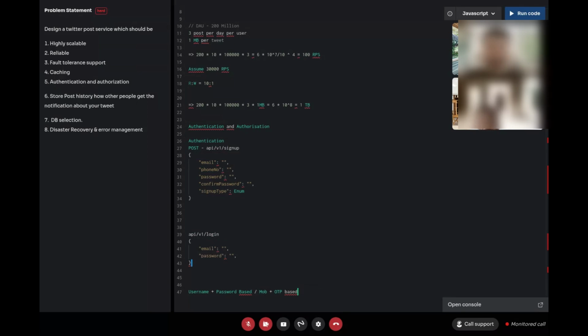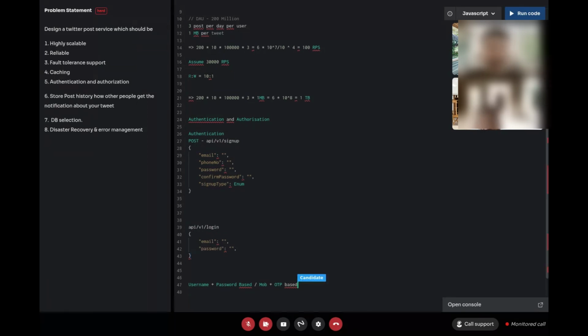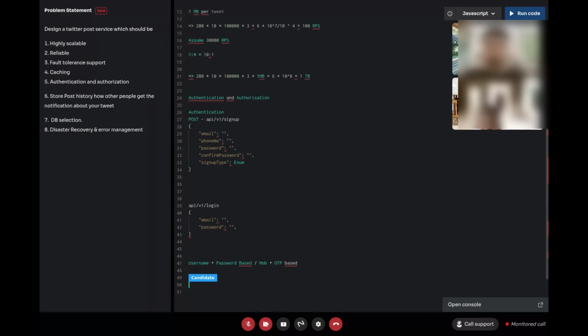Here is where I think we will move to the high-level component. Because this is a very big, highly scalable system, we need to have different things at different layers.